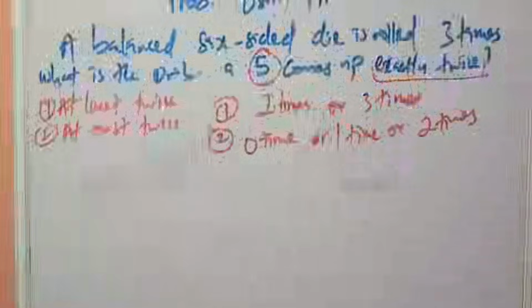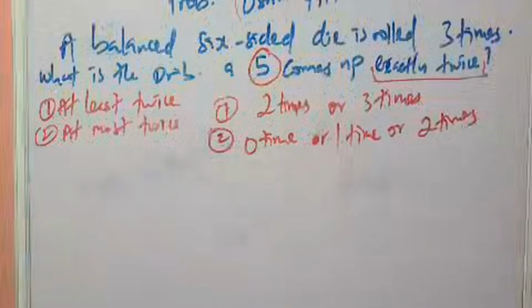But for at least twice, the least must be 2 times. So you can have 2, you can have 3. Now, how do you solve a question like this?